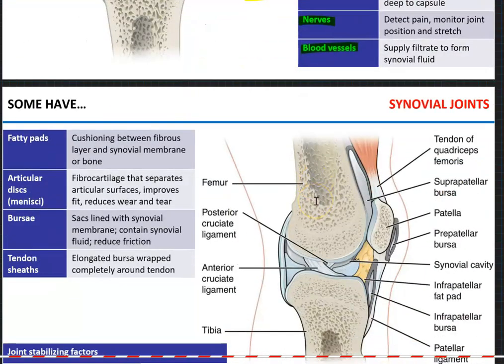First of all, fat pads. Here on this schematic for the knee joint, you can see infrapatellar, the fat pad that is located inferior to your patella in your knee joint. Knees, and only knees, have menisci, articular discs.